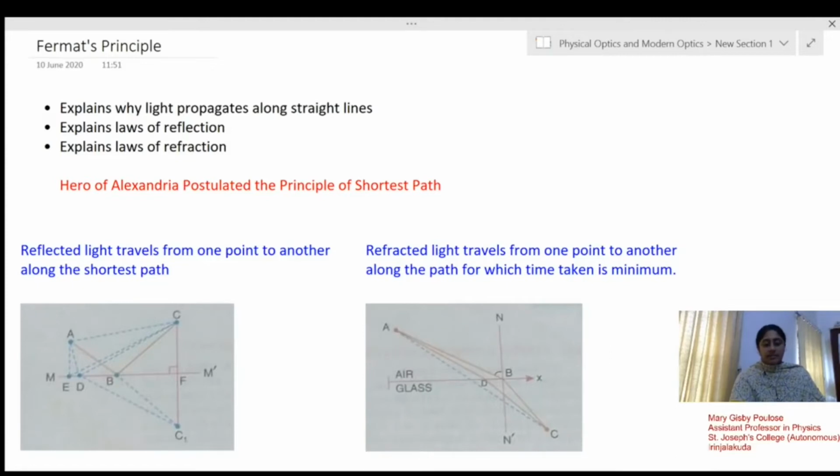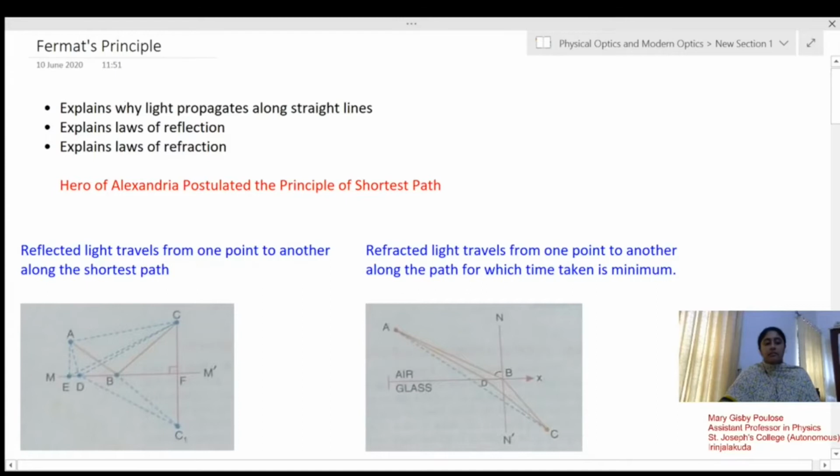Well, according to the statement here, reflected light travels from one point to another along the shortest path. The figure explains this. Light from A falls upon the surface M dash and gets reflected to a point C. It can be reflected upon different points. It can be reflected upon E, it can be reflected upon D, or it can be reflected upon B. So light can take the path AEC or ADC or ABC.